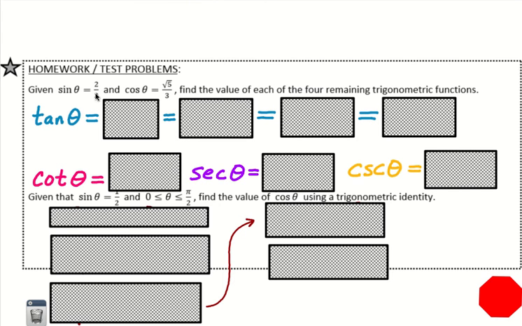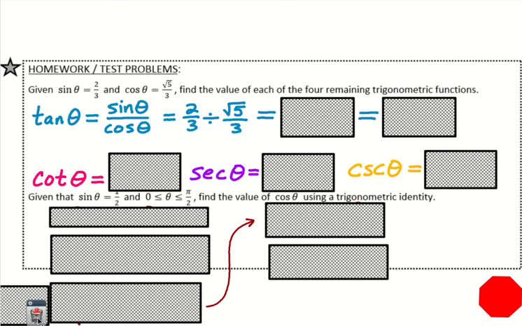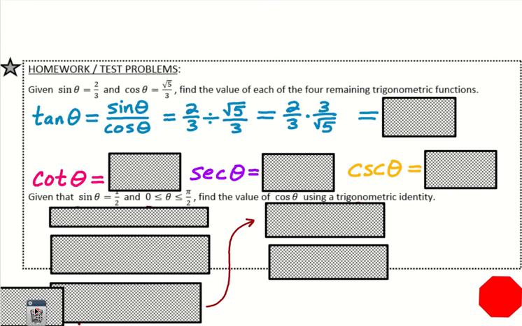If we know what sine is and what cosine is, how can we figure out tangent? Well, remember the quotient identity, that the tangent is equal to sine over cosine? We know sine of theta is 2/3 and cosine of theta is root 5 over 3. And so it's 2/3 divided by root 5 over 3. How do we divide using fractions? We multiply by the reciprocal.